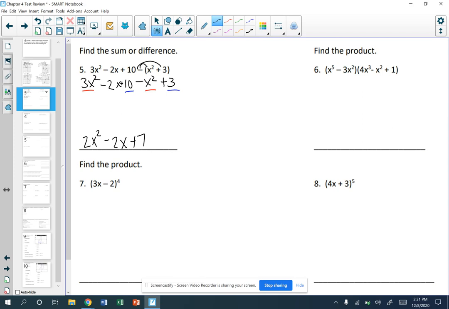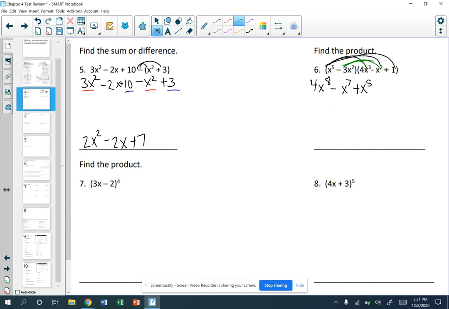Now finding the product, so we're multiplying. Don't forget we need to multiply all these terms here. So I'm first going to multiply by x to the 5th. So I get 4x to the 8th. Remember, when I'm multiplying, I add those exponents. Minus x to the 7th plus x to the 5th.